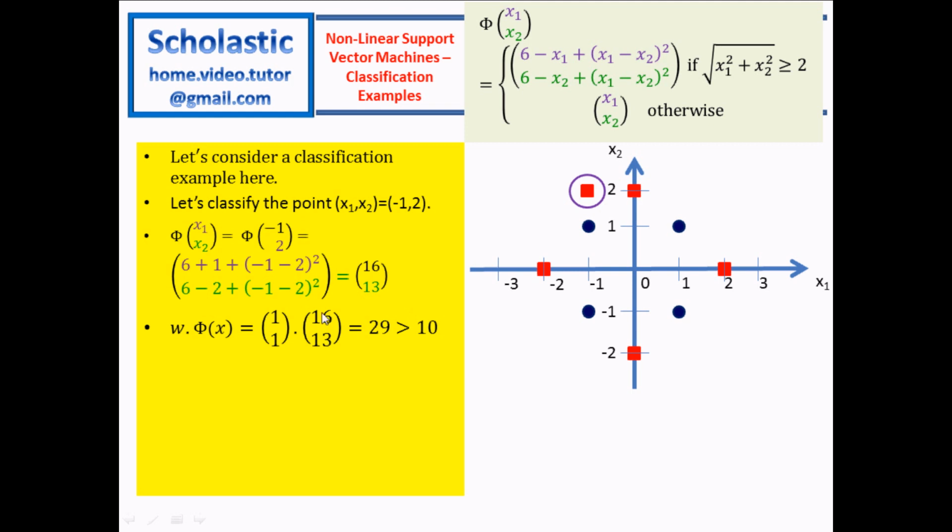So we can check the validity of this one and find out whether this is above the boundary or below the boundary. We can multiply w with the output of the function here. So basically element by element multiplication: 1 times 16, 16, plus 13, 29. So 29 is greater than the line that we got earlier, which is the separating boundary. That means this point lies above the boundary, which means it belongs to the red class.